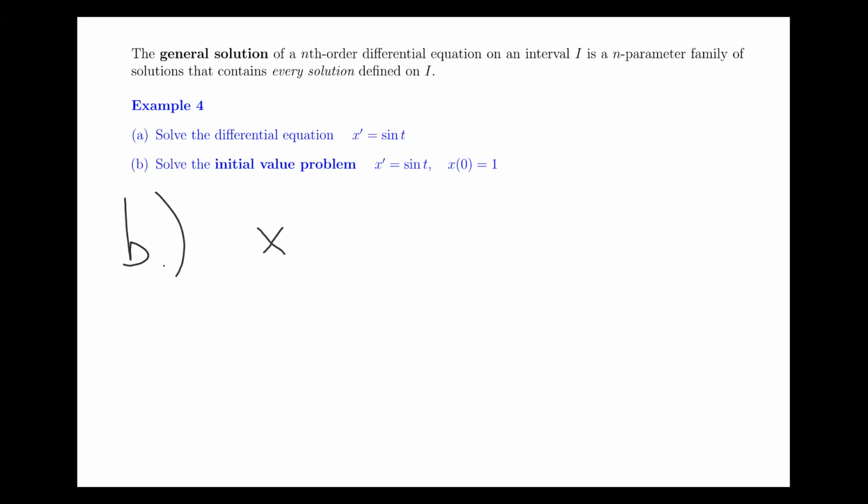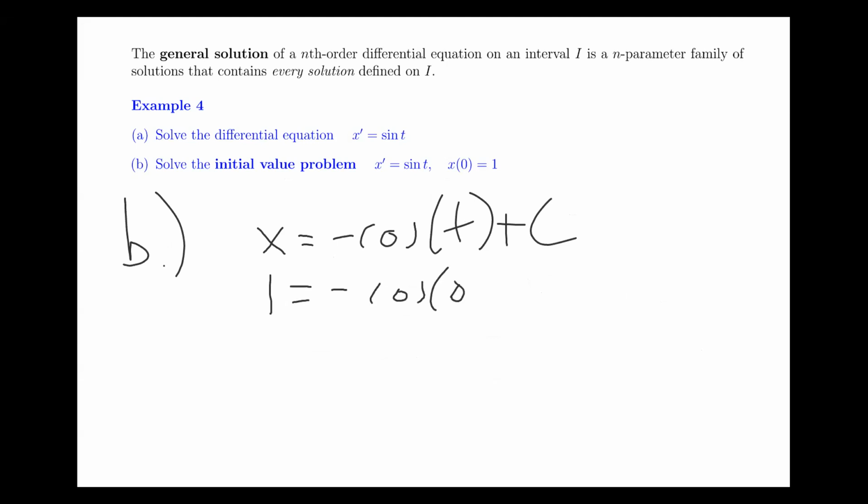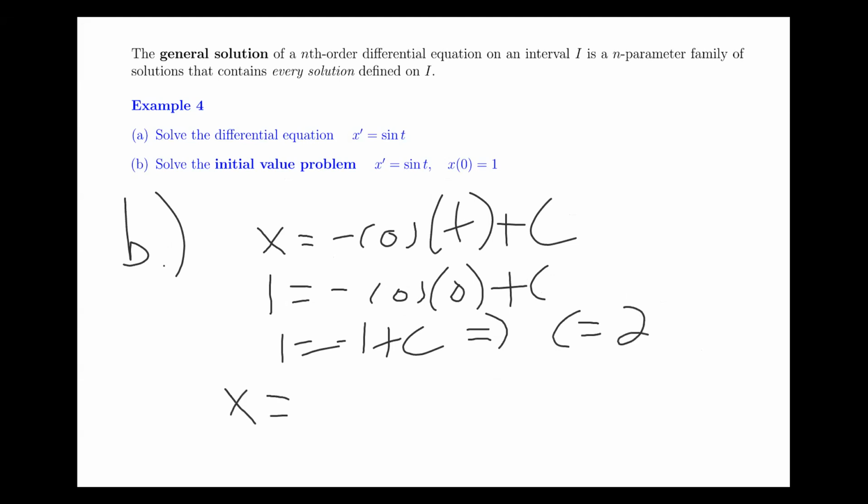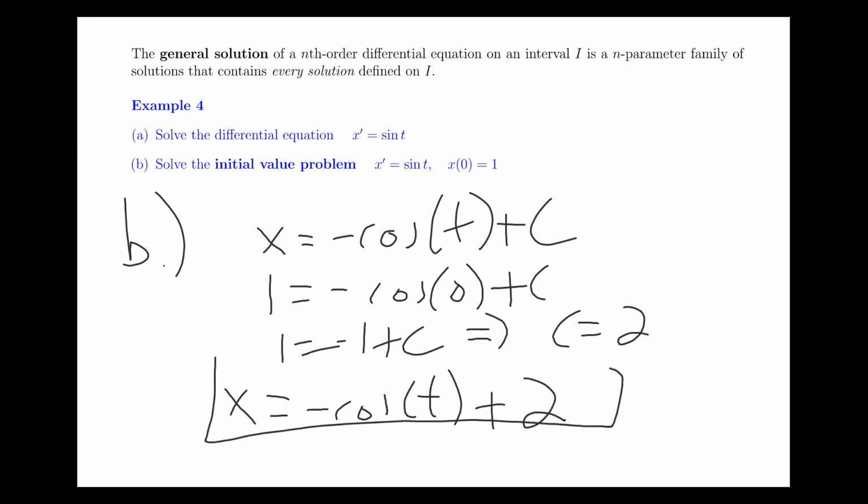We had that x was equal to negative cosine of t plus c. Plug all of this in. x of 0 is equal to 1. So this is negative cosine of 0 plus c. This implies that 1 is equal to negative 1 plus c, or in other words, c is equal to 2. So then our equation is x is equal to negative cosine of t plus 2. And this solves our initial value problem.